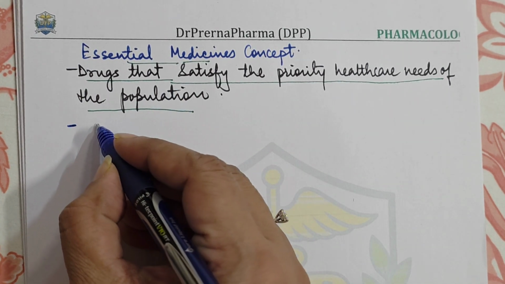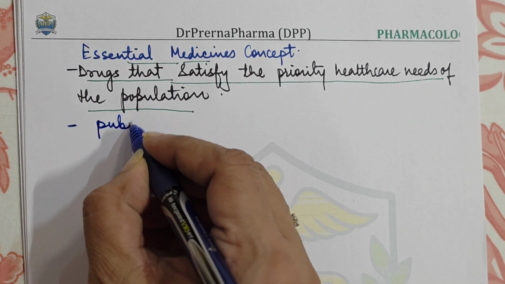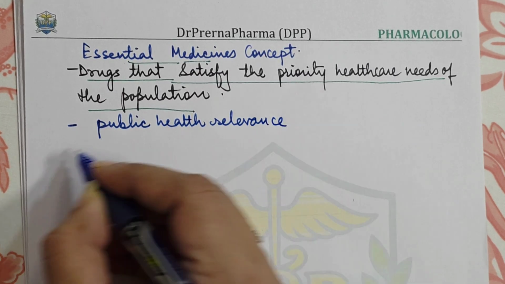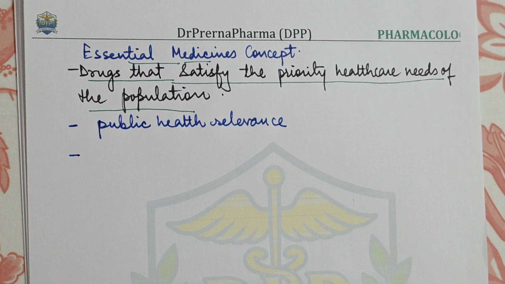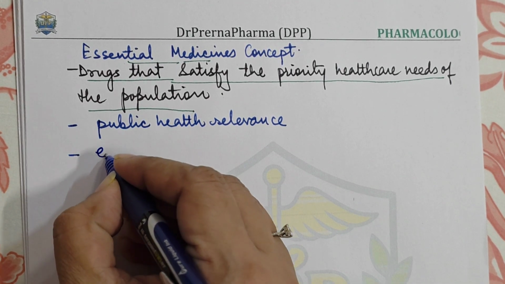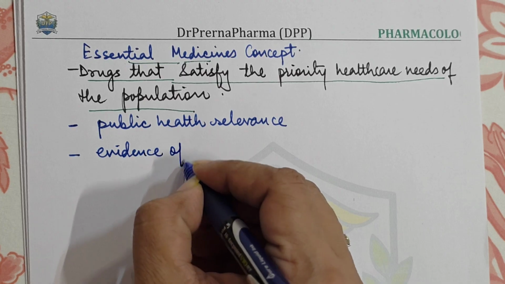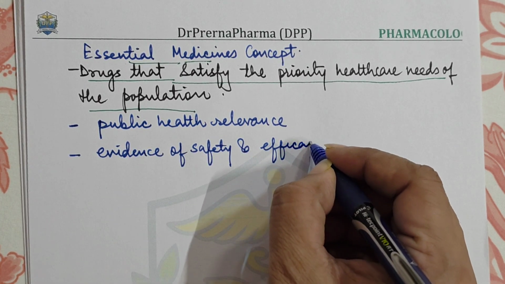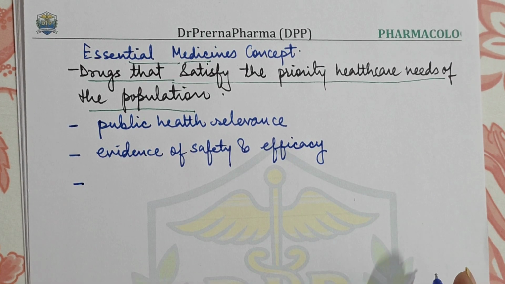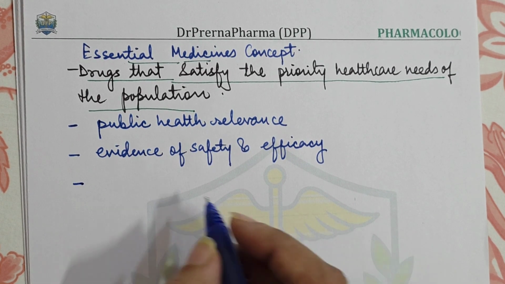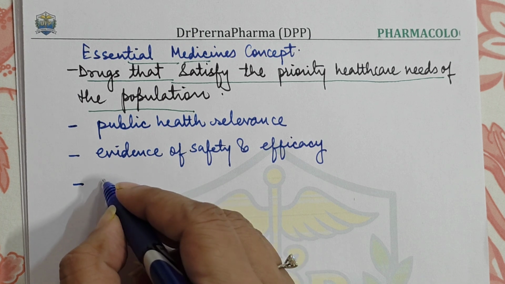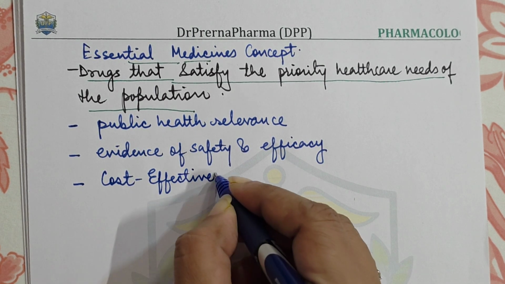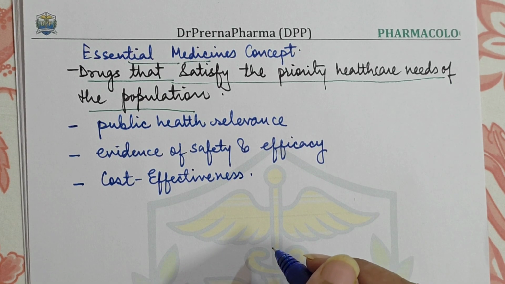So the drug is selected with regard to, first of all, public health relevance, whether it is relevant or not, like whether the disease is present in the public so that we can use it. Then based on the evidence of its safety, whether the drug is safe or not, and efficacy, whether it is efficacious or not. If it is not efficacious, if it is a toxic drug, then definitely it will not be selected as an essential medicine. The third point, and that is the major point, is cost effectiveness. So whether the drug is cost effective or not.